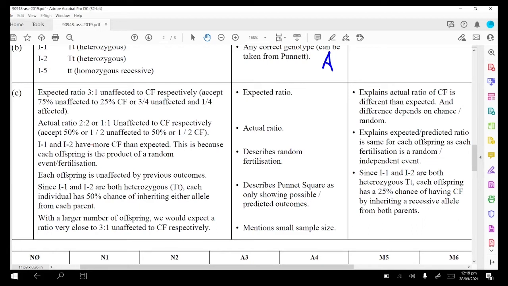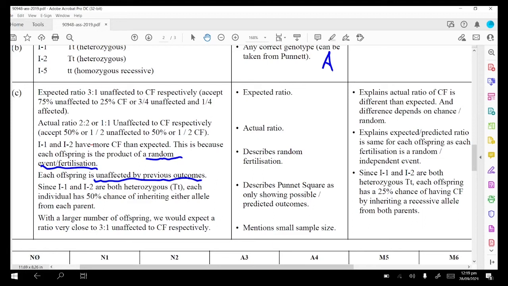Individual 1 and individual 2 have more offspring with cystic fibrosis than expected. This is because each offspring is the product of random fertilization. Each offspring is unaffected by the previous outcome, because it is during fertilization. The Punnett square is for fertilization, and it is a random event, random fertilization.